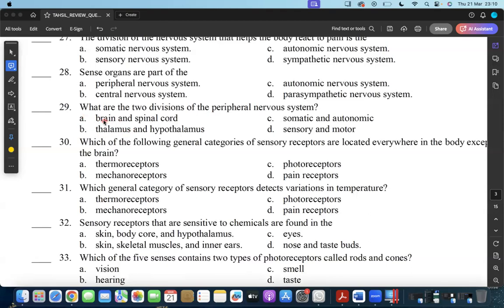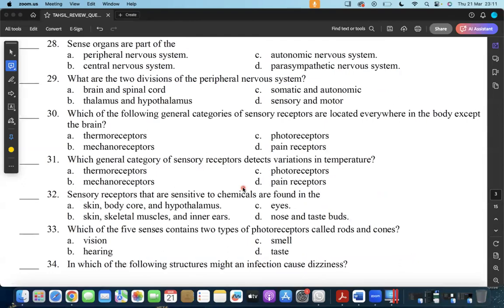Question 29 says, what are the two divisions of the peripheral nervous system? The peripheral nervous system is divided into two. So what are these divisions? The sensory and the motor. Why? Because the sensory division takes the impulses from the sense organs to the brain, while the motor neurons carry messages from the brain back to the sense organs.